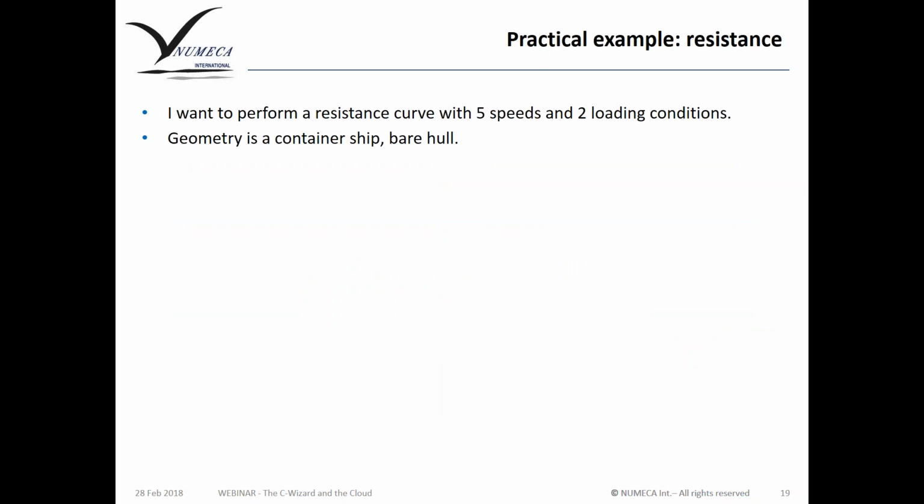Now let's go for practical examples. The first one is a resistance application. So I put myself in the place of a user who wants to order some clouds for NUMECA. So I want to perform a resistance curve with 5 speeds and 2 loading conditions. The geometry is quite simple. It's a container ship hull. And the first task that I need to do is to estimate how much I should book for the container so that I can pay the right price for my simulation.